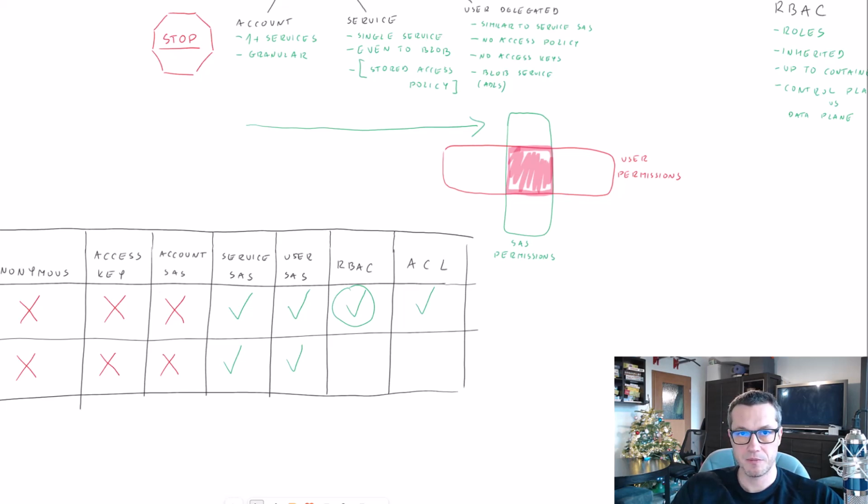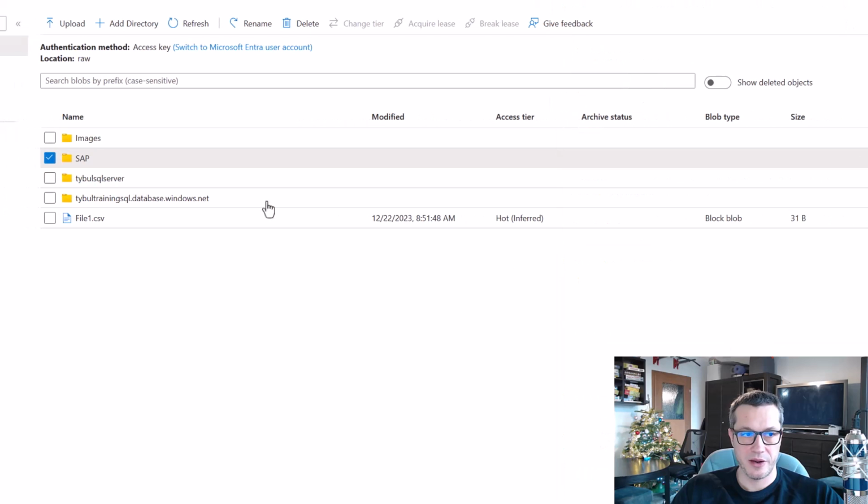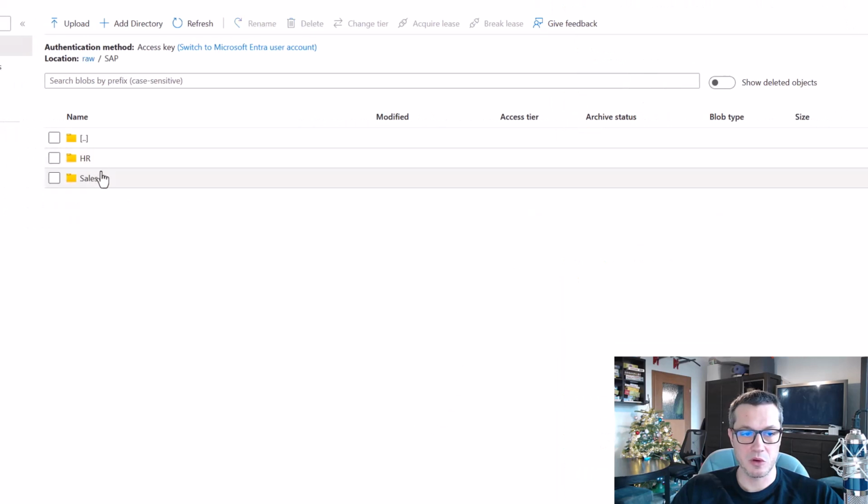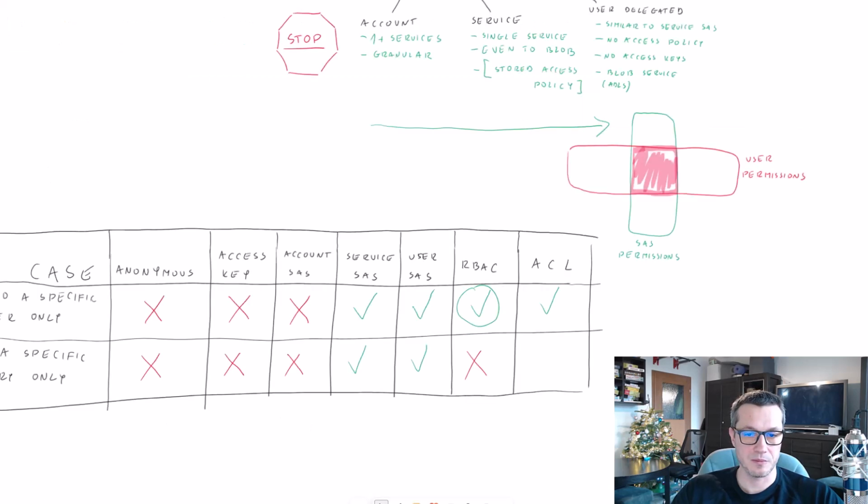But how about role-based access control? Will it work? No, it won't. Because for role-based access control, we cannot be more granular than a container. And here we want to go into a specific directory, so it simply cannot be done.